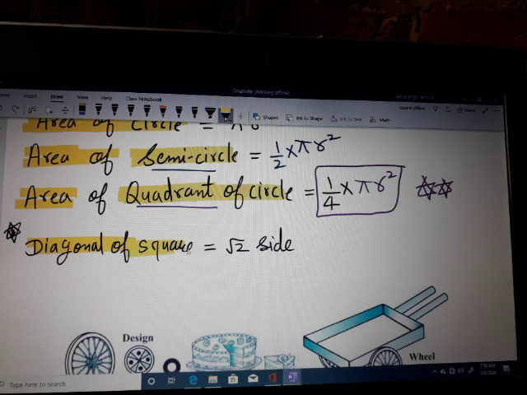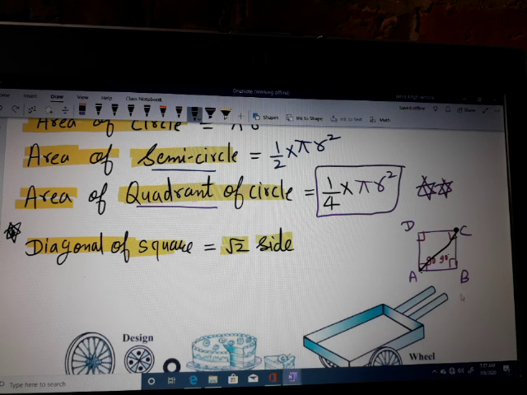The diagonal of a square is given by root 2 into the side. I will explain. For example, if I draw it, this is the diagram of the square. Suppose ABCD is the square in which all angles are 90 degrees. Already you know, this is 90 degrees, this one is 90 degrees, this is 90 degrees, and this is 90 degrees. If you join any two opposite vertices, this is the diagonal of the square.